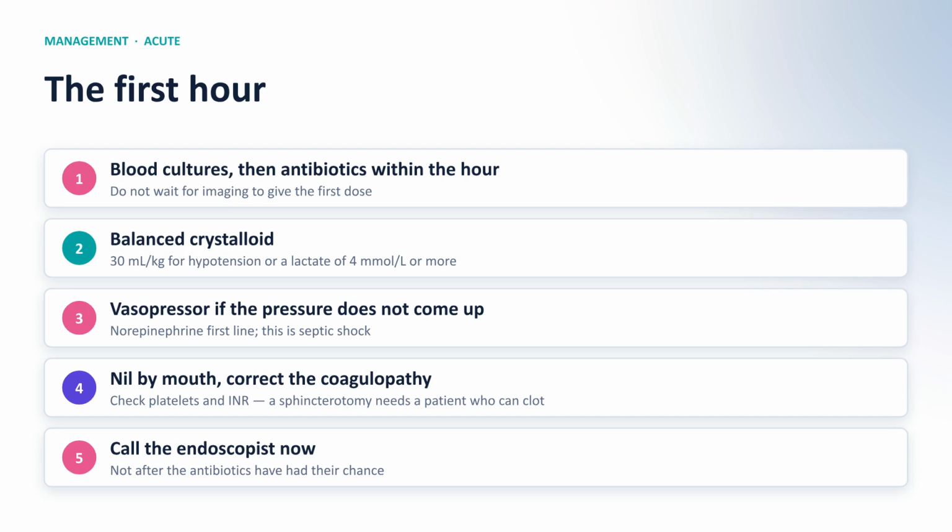Give balanced crystalloid, 30 milliliters per kilogram for hypotension, or a lactate of 4 or more. Start a vasopressor if the pressure does not come up. Norepinephrine first line. Keep him nil by mouth. He is going to a procedure. Check the platelet count and the international normalized ratio, and correct them. A sphincterotomy needs a patient who can clot. And here is the step people forget. Call the endoscopist now, not after the antibiotics have had their chance to work.